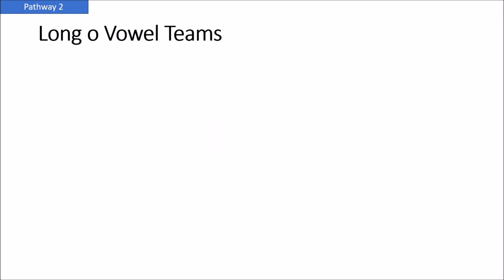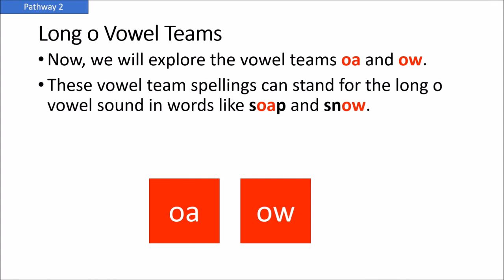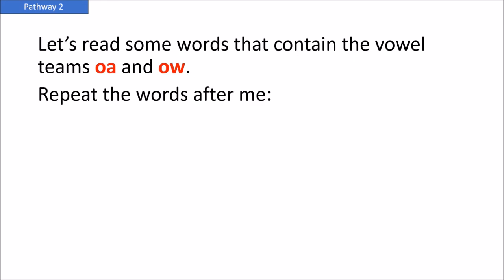Long O vowel teams. Now we will explore the vowel teams OA and OW. These vowel team spellings can stand for the long O vowel sound in words like soap and snow. Remember, the long O vowel sound says the letter's name, O. Let's read some words that contain the vowel teams OA and OW. Repeat the words after me.